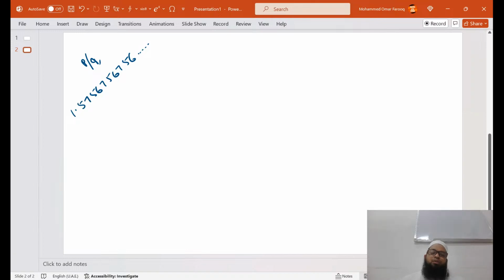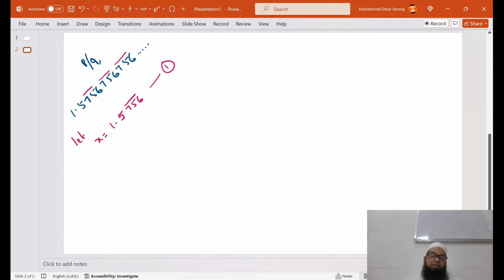So first, here it looks like 75757575, right? But after clearly reading it two times, I understood that 756, 756, 756 is repeating. So, how can you write this number? Let x is equal to 1.5756 bar. Understood? So, this is our first equation.